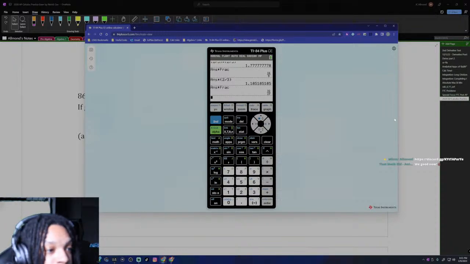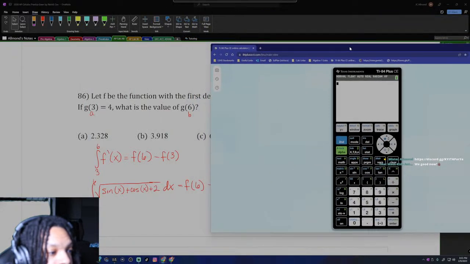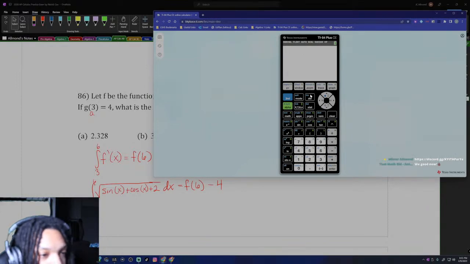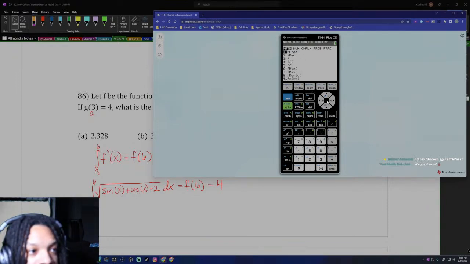Okay, sweet. So we have to calculate this stuff right here. Hold on. All right, so I'm going to go math and then scroll down to integral, function integral. I think that's what it is. Yeah. And we just literally type exactly what we have. The integral from 3 to 6 of, now let's just make sure we type it in right. The square root of sine of x.